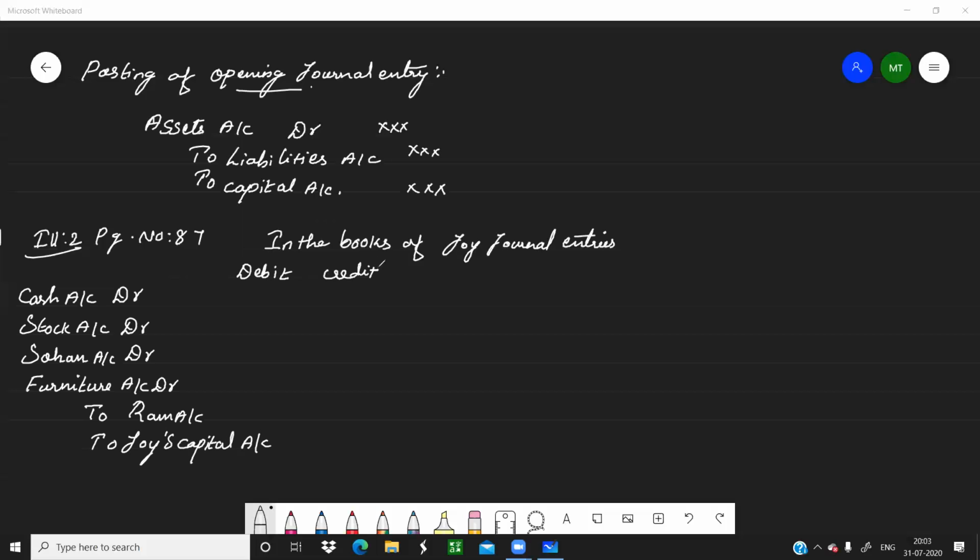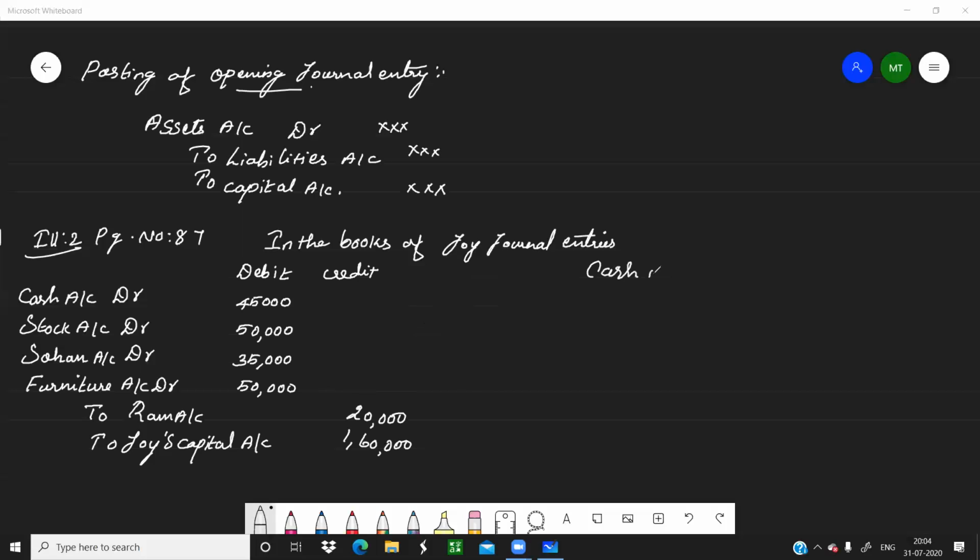Okay, so the debit balance amounts are 45,000, then 50,000, then 35,000, then 50,000. Then the credit column amounts are 20,000 and 1,60,000. That's all. So it's a problem. You prepare the ledger accounts.